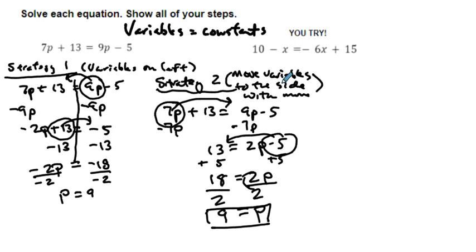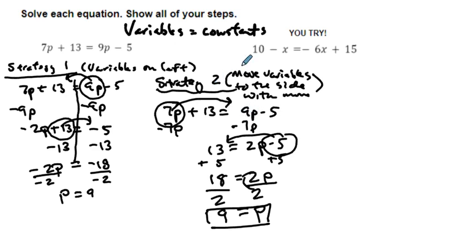What's nice about moving the variable to the side where there's more is you will never have to divide by a negative number. You'll always be dividing or multiplying by a positive number for your last step. And that's kind of nice because then you don't have to worry so much about your division and multiplication rules with signs. Okay, so that's why I advocate for doing that. But you don't have to.